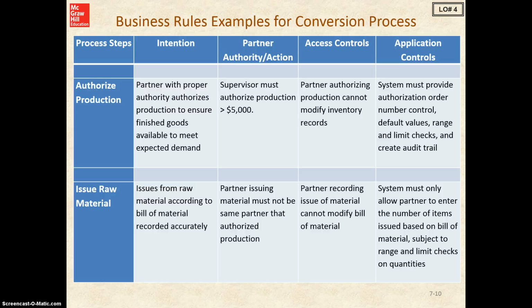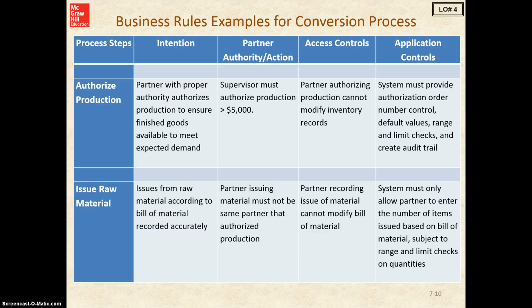Access controls. The partner authorizing production cannot modify inventory records. That would have to be done by another employee so that we don't end up throwing away inventory or giving away inventory and not recording it. Application controls. The system must provide authorization, order number control, default values, range and limit checks, and create an audit trail.